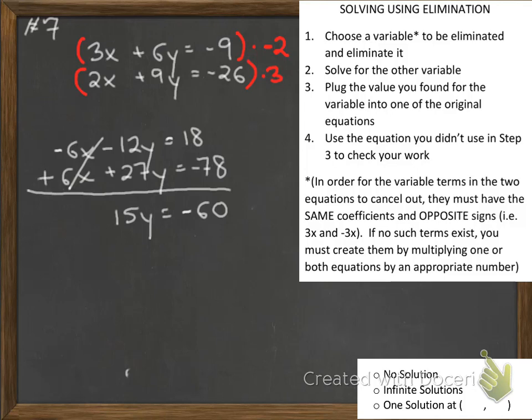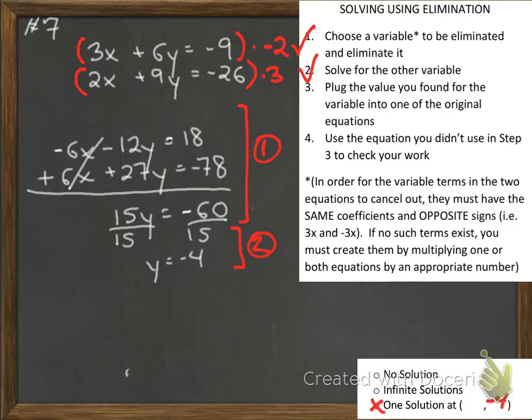Okay, so again, remember all of this is still just step 1, eliminating one variable. Now we can divide both sides by 15, and we get y equals negative 4. That's our step 2. Okay, so if we're correct, then we're headed towards one solution where y equals negative 4. So let's look at step 3.